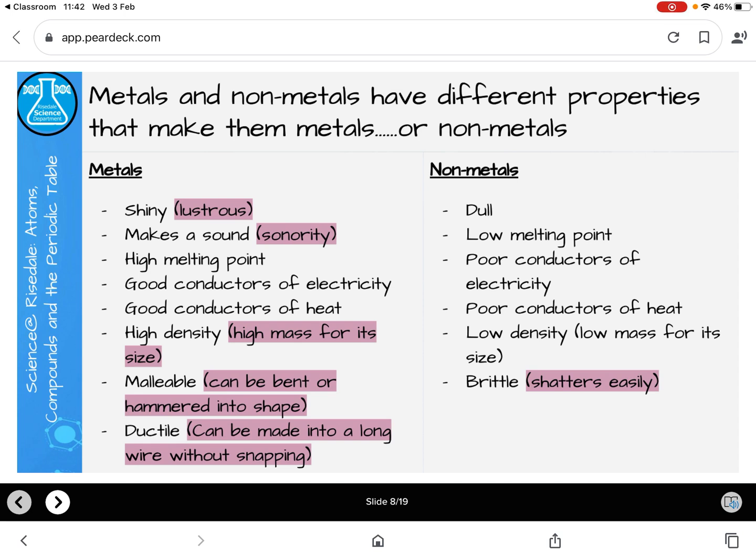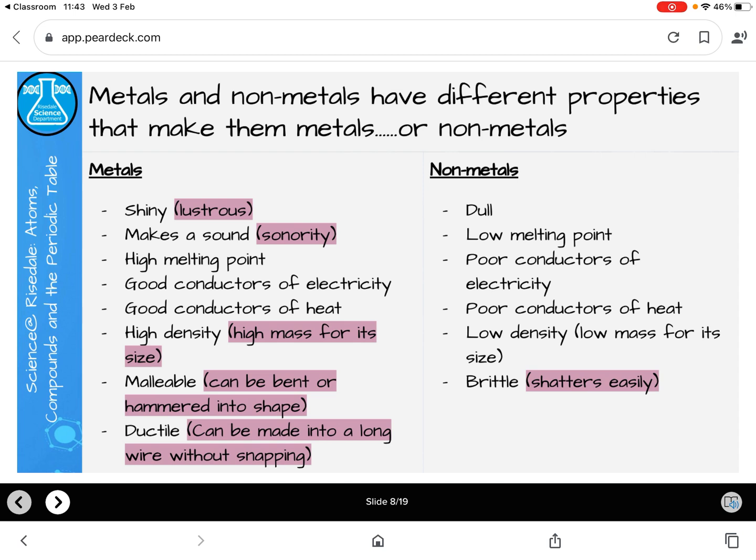They have high melting points. They're good conductors of electricity, good conductors of heat. Metals have a high density. So that means there's a lot of particles packed into its tiny size, a high mass for its size. Malleable means it can be bent or hammered into shape. Ductile means it can be made into long wires without snapping.